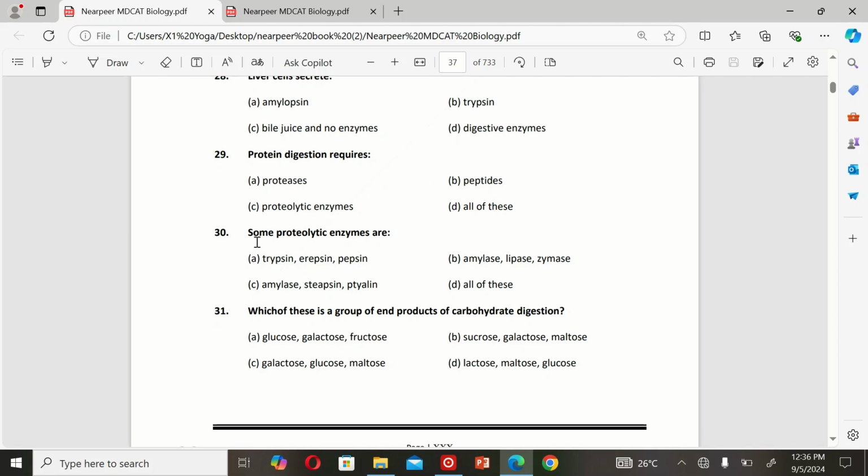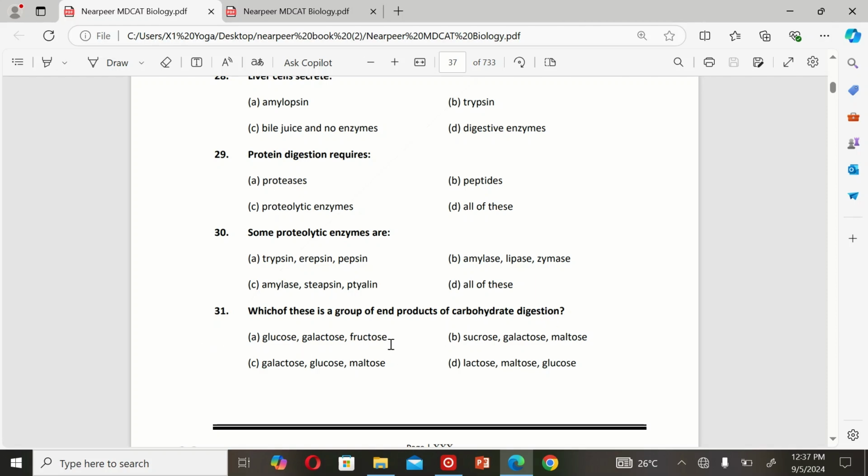The next MCQ is: some proteolytic enzymes are A. Pepsin, erepsin, trypsin, B. Amylase, lipase, thymine, C. Amylase, trypsin, and D. Ptyalin. All of these. So the correct option is A. Trypsin, erepsin, pepsin.